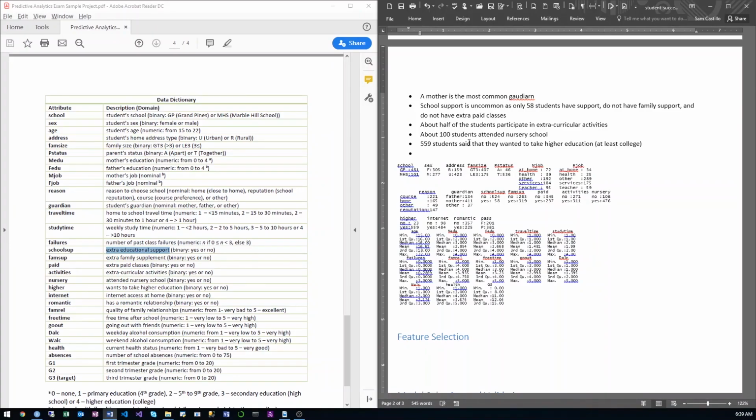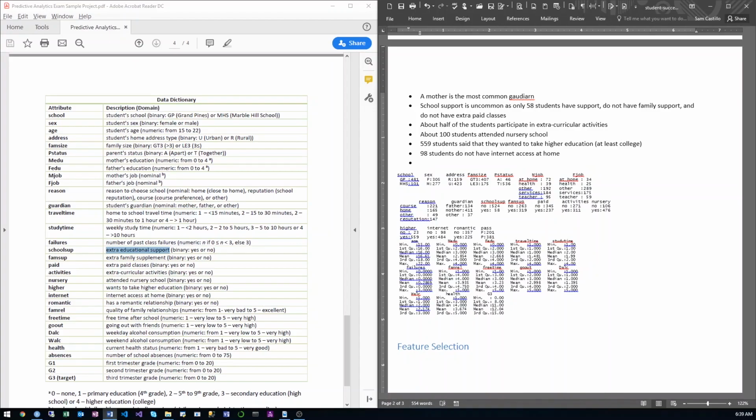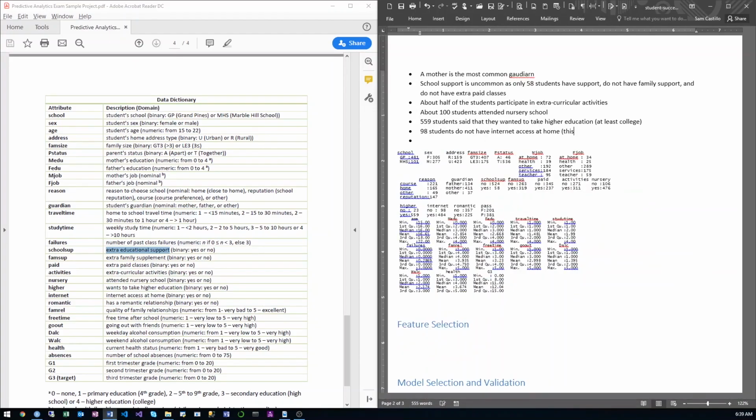Internet, 98 students do not have internet at home. I find that difficult to believe. What year was this data collected in? Romantic, has a romantic relationship. 225 do not. So about half.